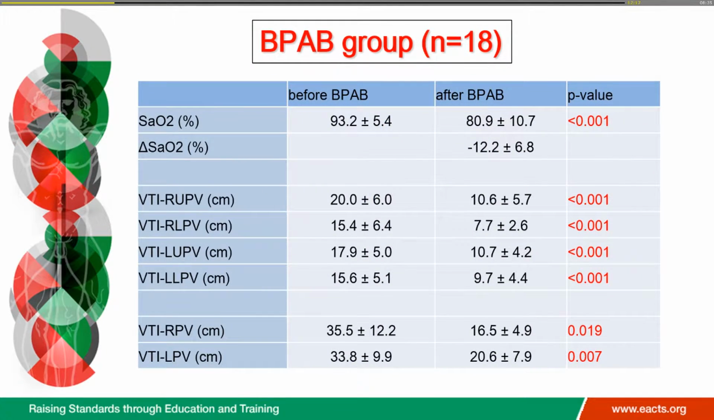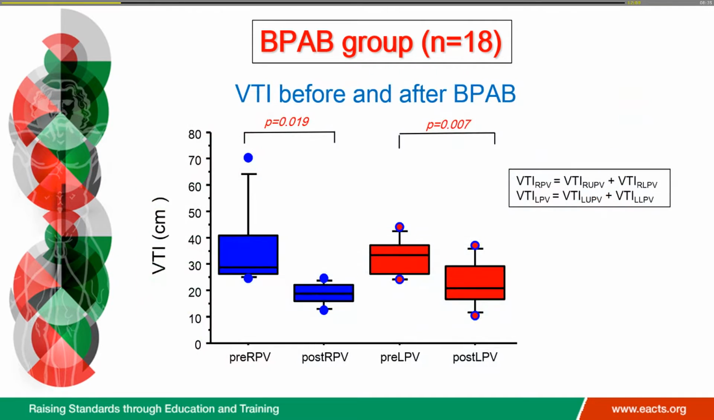In the bilateral PA banding group, VTI of all 4 pulmonary veins significantly decreased after the banding procedures. This figure shows the change of the PBVTI before and after the banding procedure. The blue bars demonstrate the right pulmonary vein, and the red bars are left. They significantly decreased after the banding. So these data indicate that the PBVTI reflects the total amount of pulmonary blood flow.